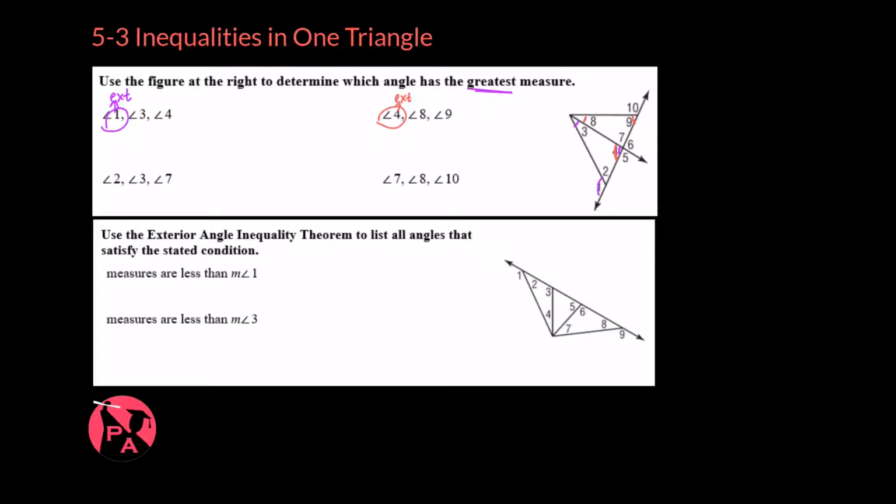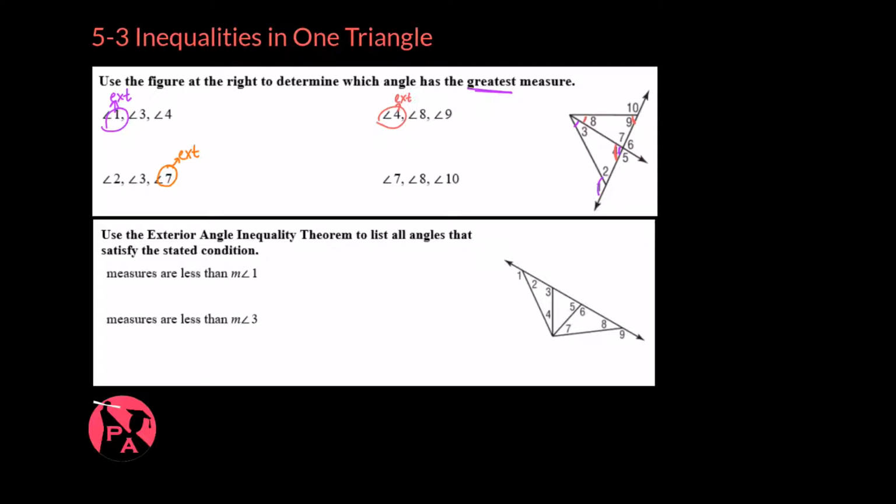The next one, angles 2, 3, and 7. Let's just focus on them. If you just concentrate on these three angles, 2 and 3 are remote interiors, and angle 7 is the exterior angle according to this triangle and the other two angles. So 2 and 3 are remote interiors, 7 is the exterior. That's why angle 7 is going to be the greatest one.